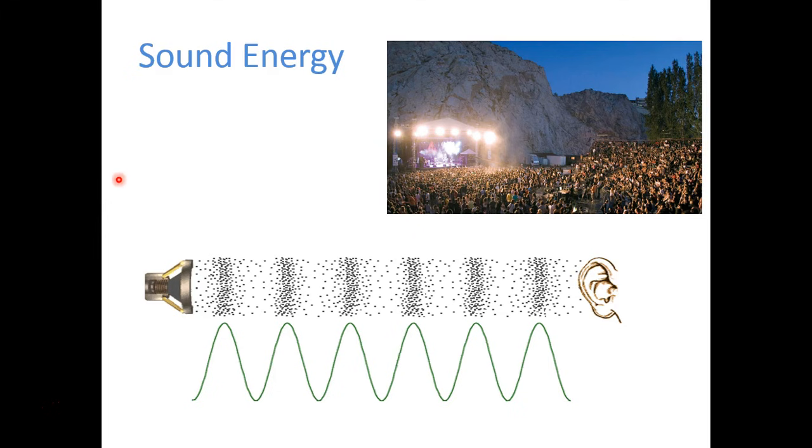Sound energy is another form of kinetic energy because sound travels through air. The sound wave is propagated through the air. It moves through the air by vibrating the air particles. So sound energy is energy carried by vibrating air. And that's why sound can't travel through a vacuum. Those particles are needed to carry the sound wave.